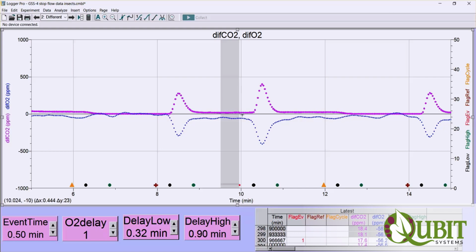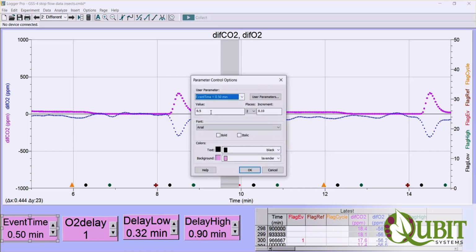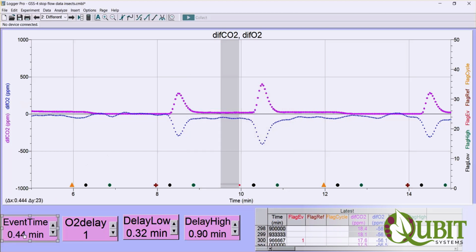So in this case here, you highlight that area, and then you can go to delta X here to see what that time is, and it's 0.44 of a minute that I've selected here. And you can go here to event time and type in that number, 0.44, enter, and that's your event time setup. The next two parameters to set up are the delay low and delay high.